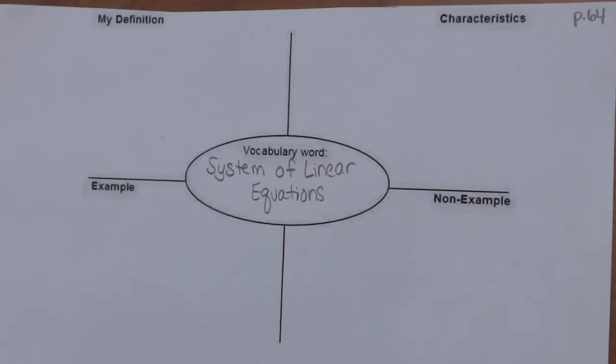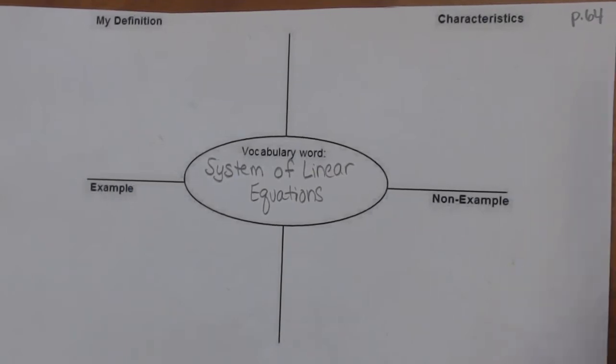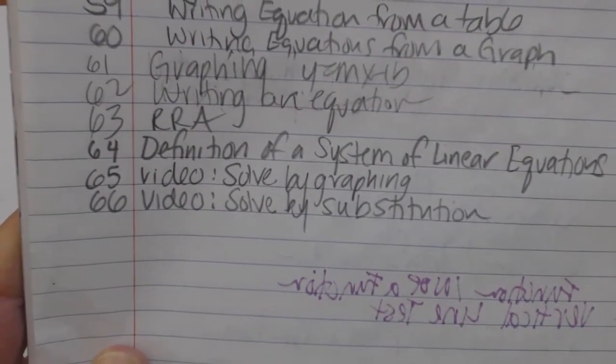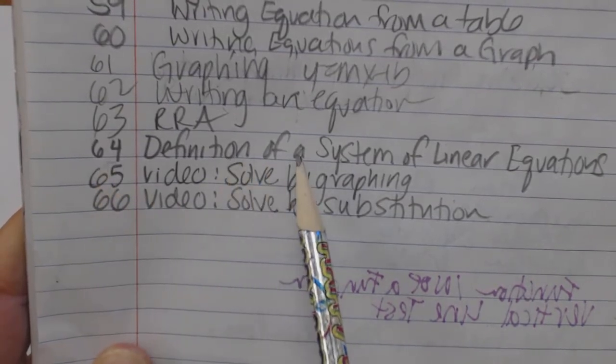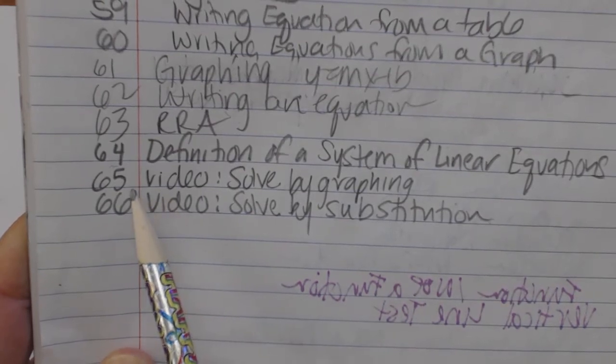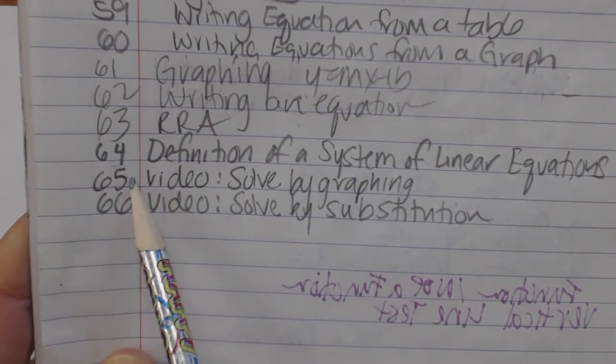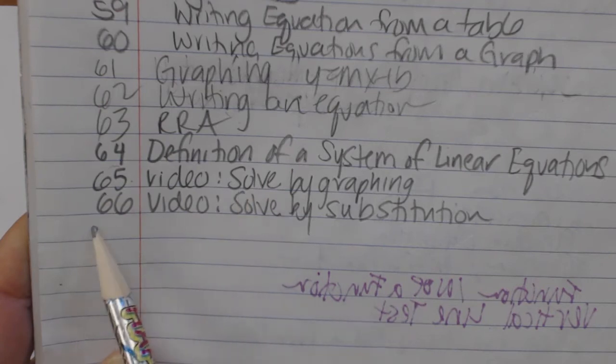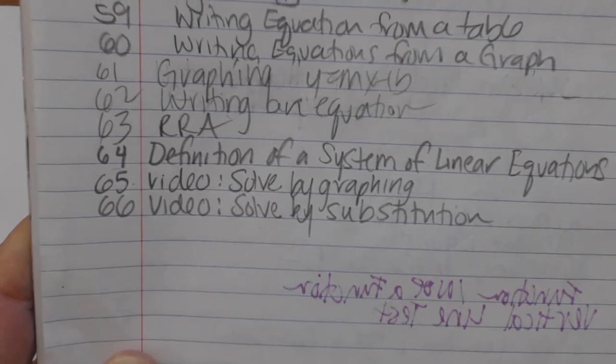Today we are going to be filling out our definition sheet for our ISN on the system of linear equations. What I want you to notice is the little page number here, page 64. In your ISN, it's going to eventually look like this, where 64 is the definition of a system of linear equations. There are also two more videos coming up after this, on page 65 for solving by graphing and page 66 for solve by substitution. So this is what it will eventually look like.